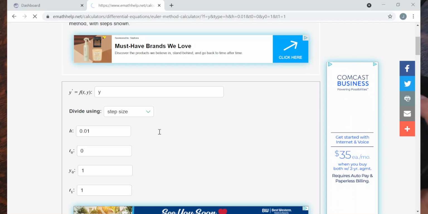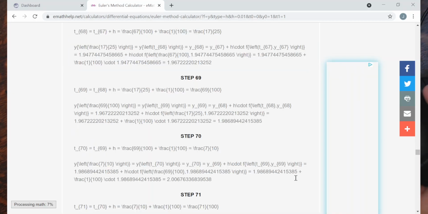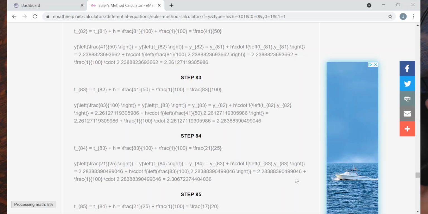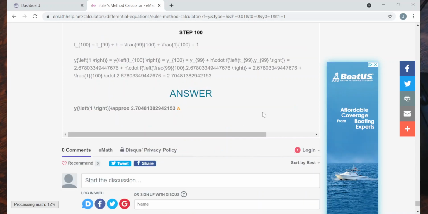Wow. Yeah, this is pretty nice. Now, obviously, I would never ask you to write something like this out by hand with 100 steps. Maybe 4 steps, 5 steps, but not 100. And look at that. y of 1 is approximately 2.7048, if I round to 4 decimal places.